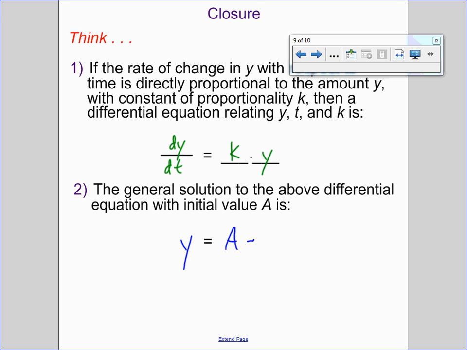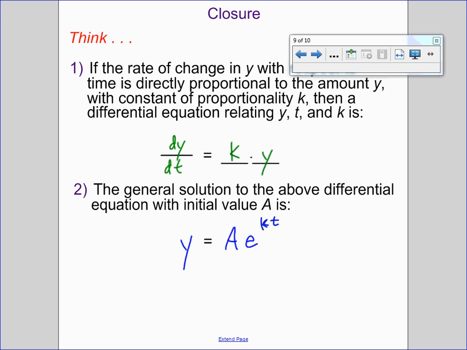Absolutely. Y equals a times e to the kt, where k is my constant of proportionality. A is my initial value of y, the value of y when t equals 0. Y is the amount after t units, and so on and so forth.